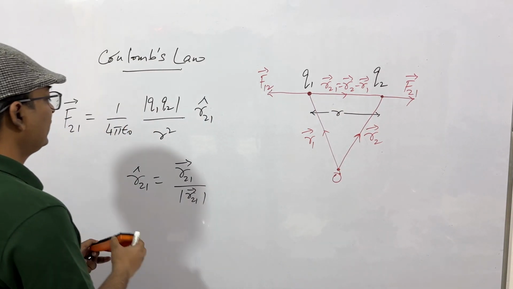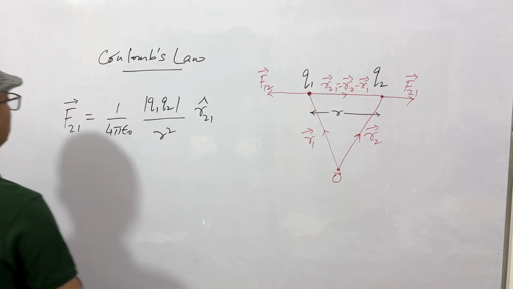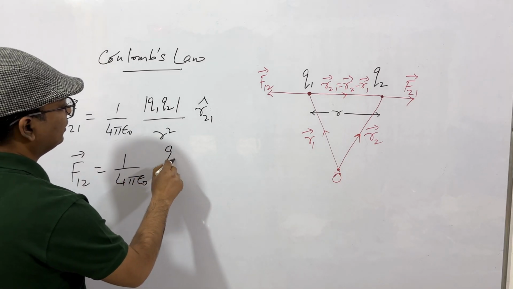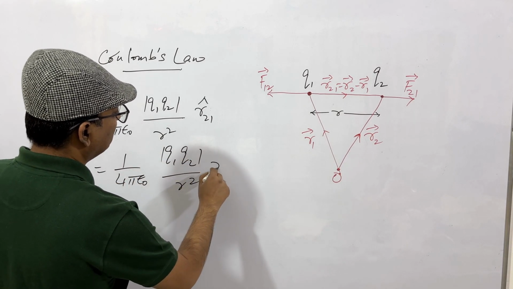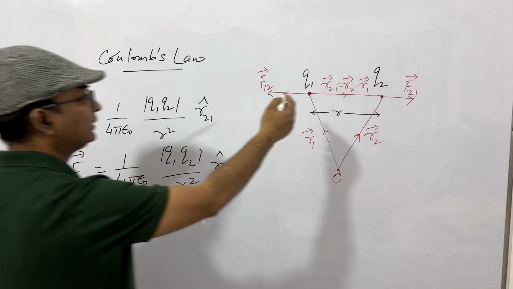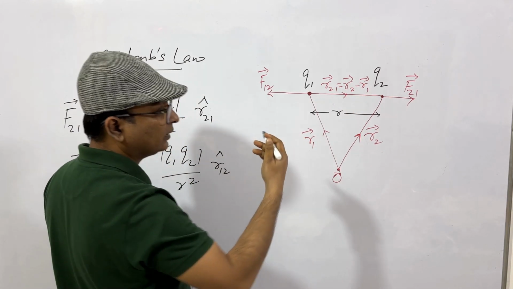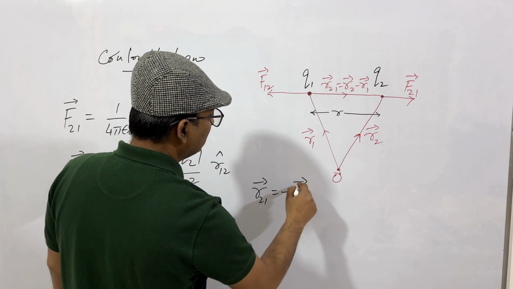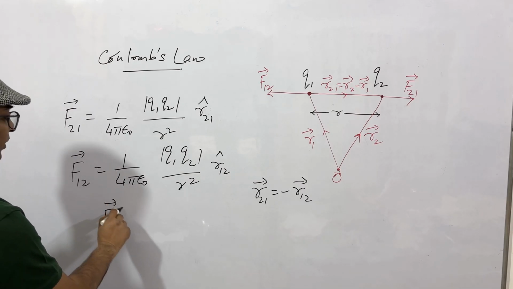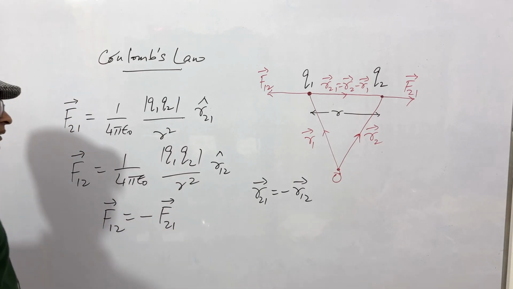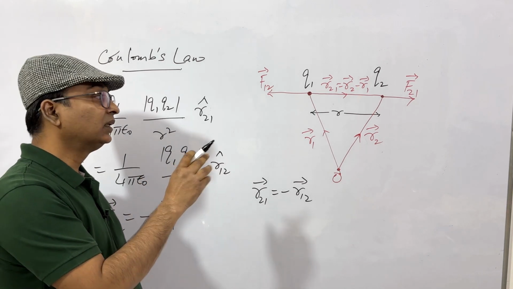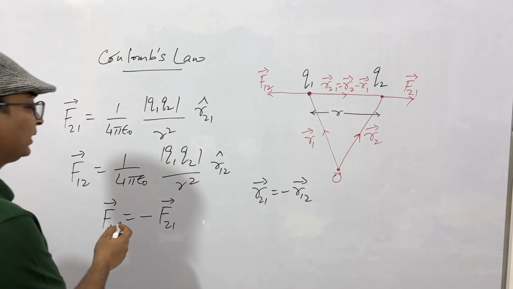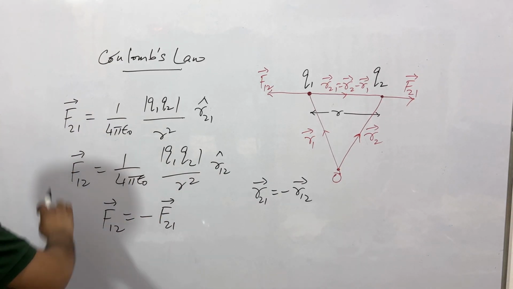And force on 1 due to 2 will be along R12. You can see R21 and R12 are 180 degrees apart, so you can say R21 is equal to minus R12. So from here you get F12 equal to minus F21, and this actually satisfies Newton's third law, that the forces act in opposite directions. They are equal in magnitude and opposite in direction. So this is Coulomb's law.